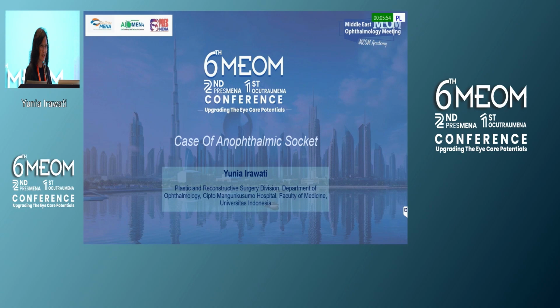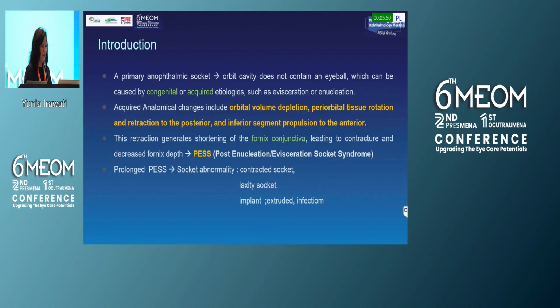And then I would share with all of you the case of anophthalmic socket. We know the anophthalmic socket is when the orbit cavity doesn't have an eye wall anymore. That can be congenital or acquired. The etiology can be evisceration or enucleation.